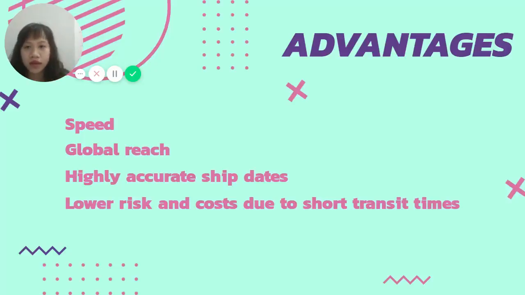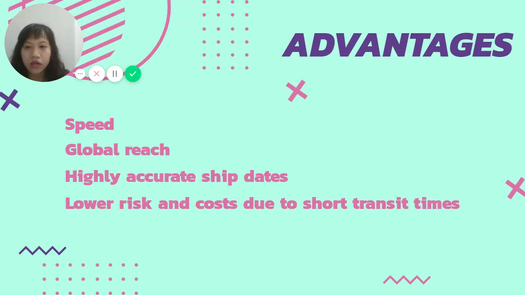The first one is speed. Air transportation and speed go hand in hand. When your cargo needs to be moved quickly, air freight is the fastest available solution. We can ship a package from Vietnam to the US in 1 or 2 days, while the same delivery by sea could take anywhere from 30 to 60 days or even more.